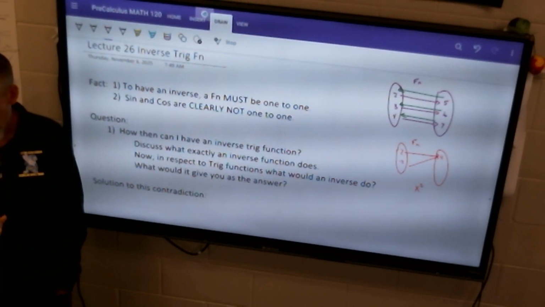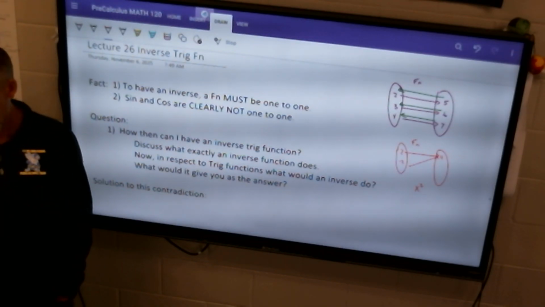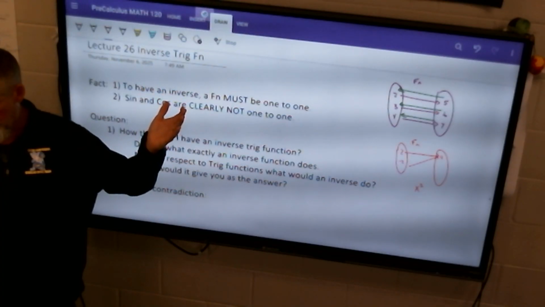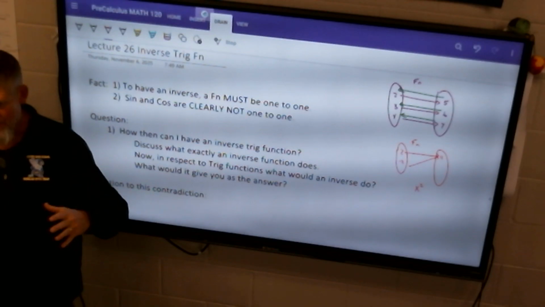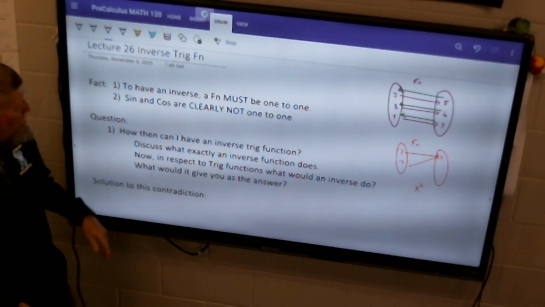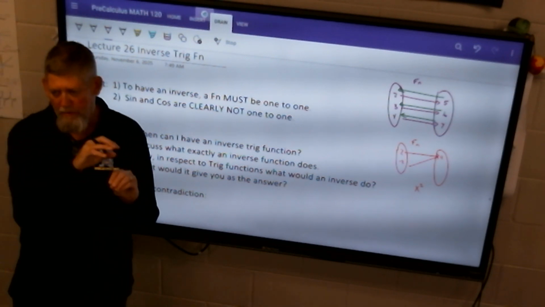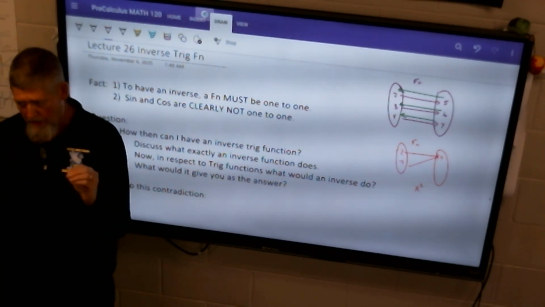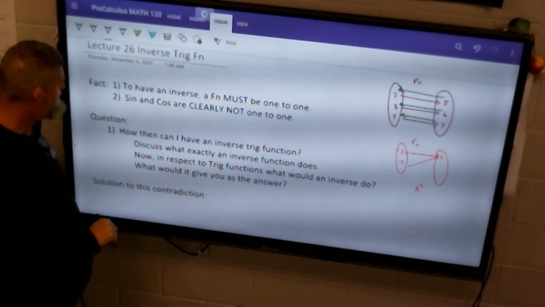Now, that is a function. But it's not one-to-one. Because if I give you the 4, what's it map back to? 2 different possibilities. It can be the 2 or it can be negative 2. So it's a function, but it's not a one-to-one function. A one-to-one function maps you from the x to the y, and goes back from the y to the x. So there has to be only one x for every one y. It's one-to-one, like in basketball, you're playing man-to-man. So to have an inverse, a function must be one-to-one.